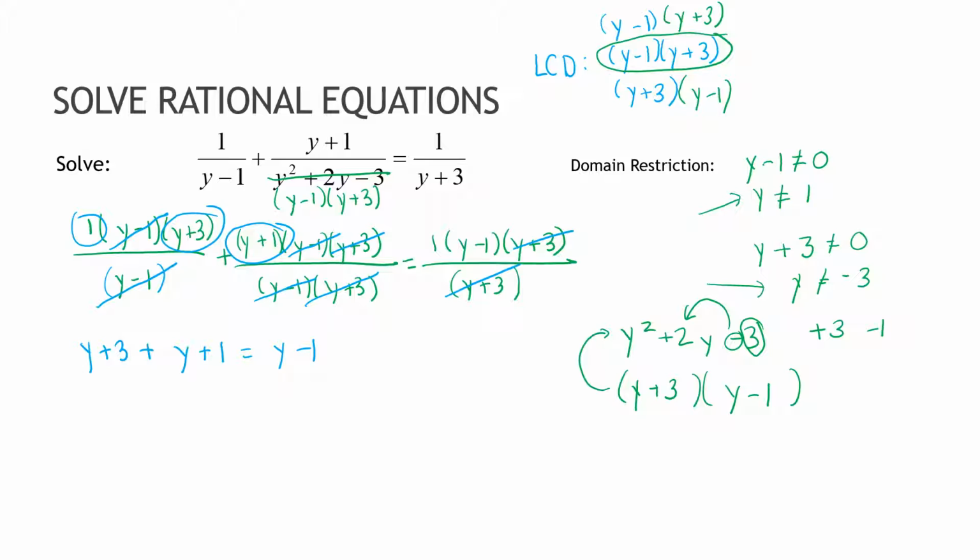So this is way easier to solve now. So let's go ahead and combine like terms. I get 2y plus 4 equals y minus 1.